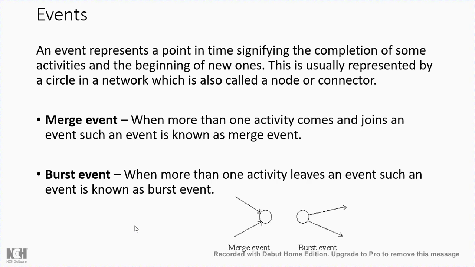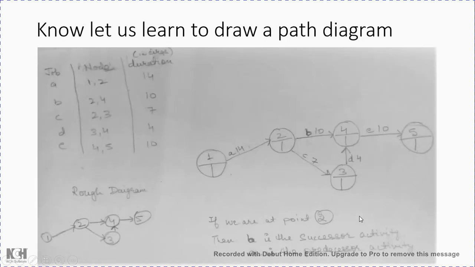Now coming to the events. Basically, an event, as I already stated earlier, may be a node or a circle. There are two types of events: a merge event, where two activities come onto a single event, and a burst event, from which two activities originate.